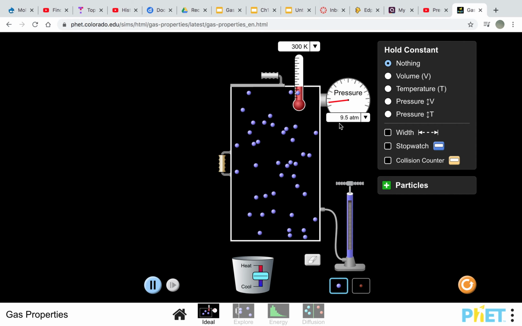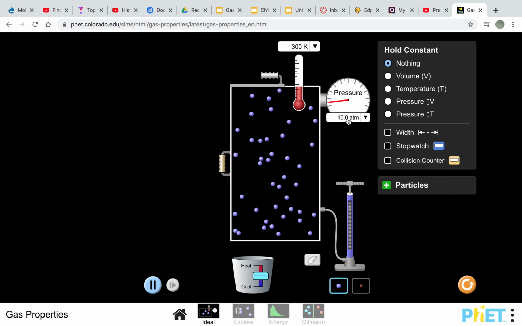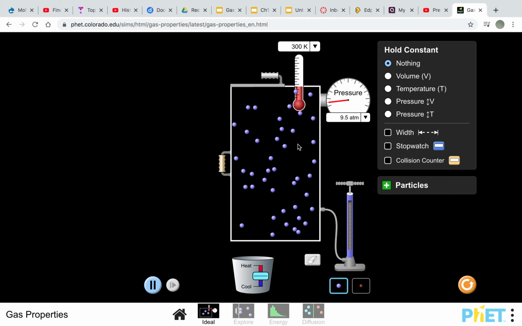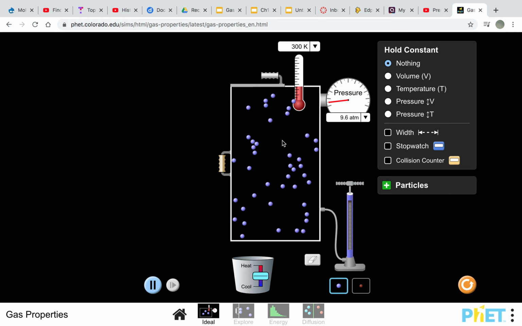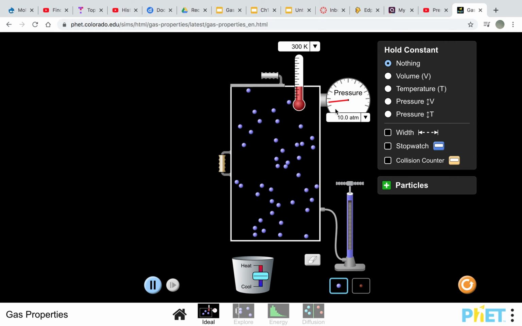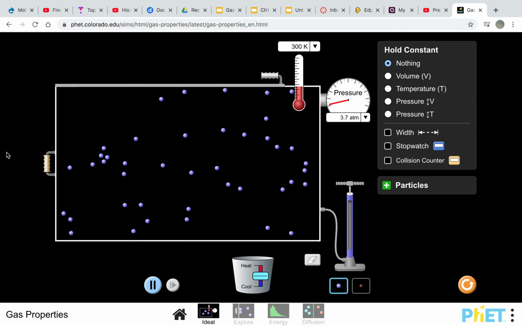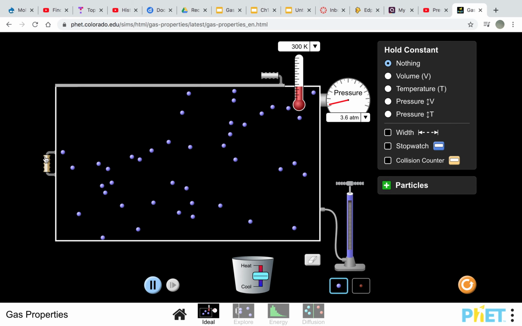It went from about 3 to about 3 times that because we cut the volume by a third. So there's an inverse relationship. The smaller the volume, the higher the pressure. So we go the other way, so it's about 9. But if I triple that, it's going to be about 3 now, and you can play around with that.